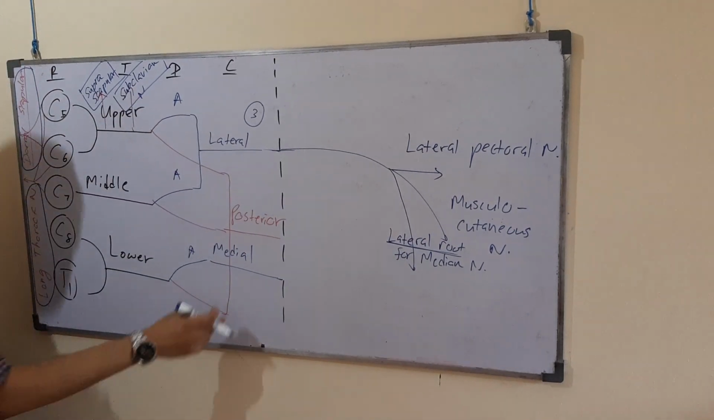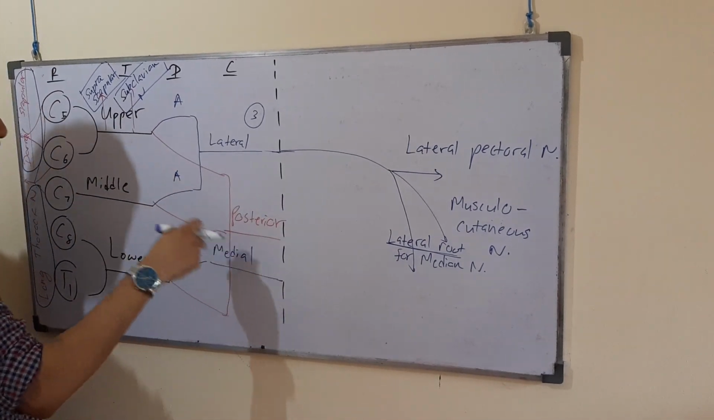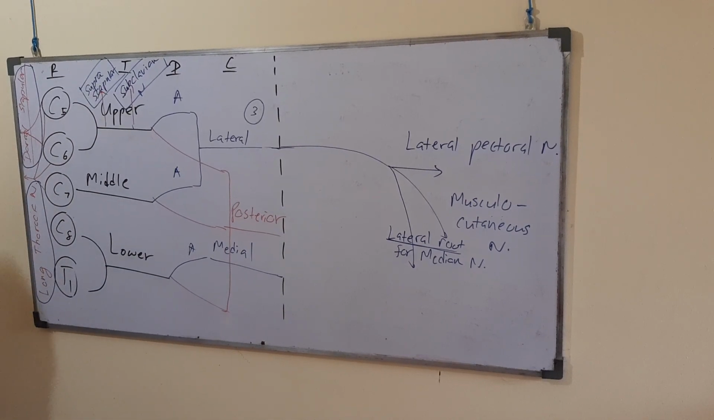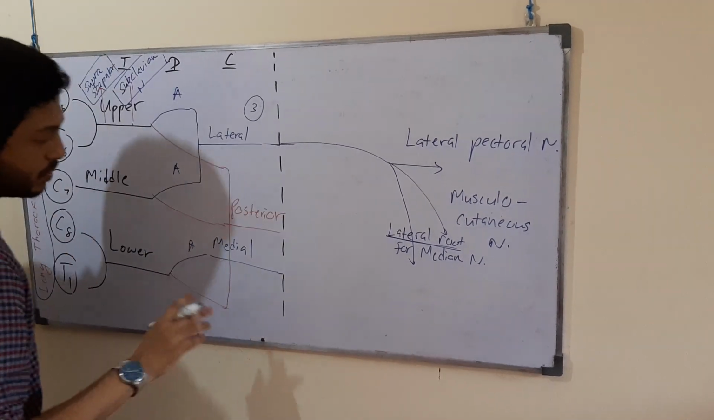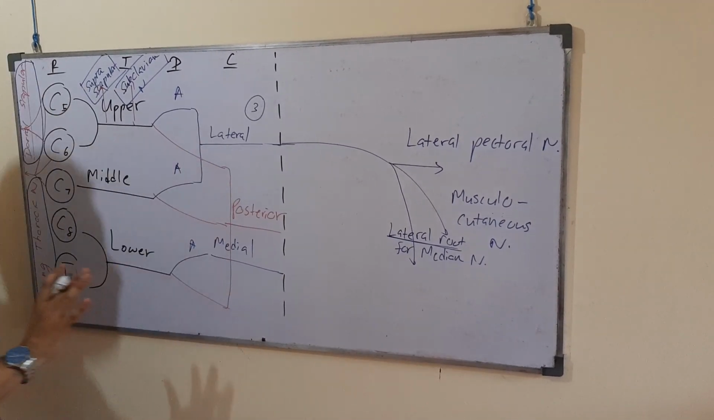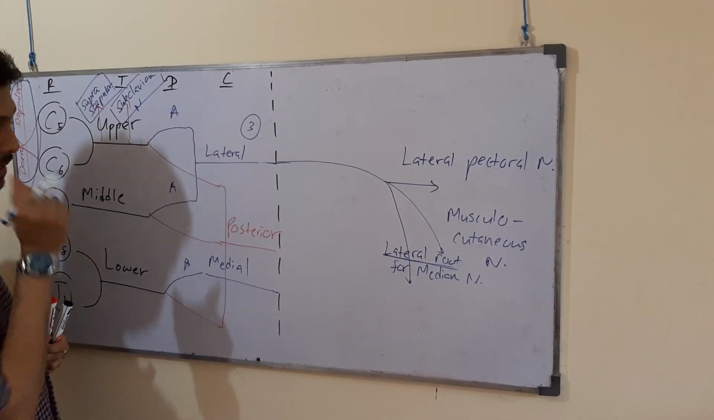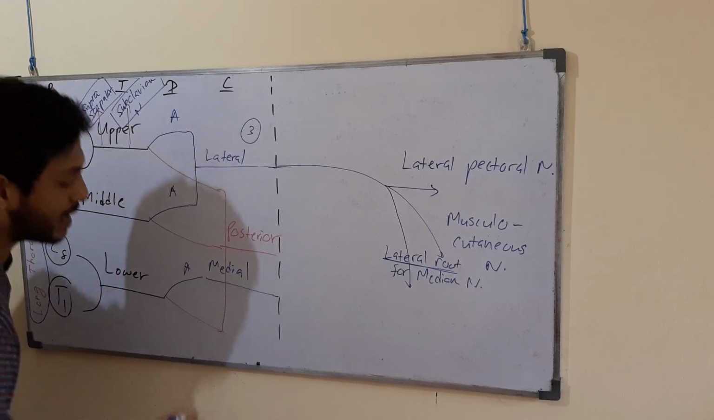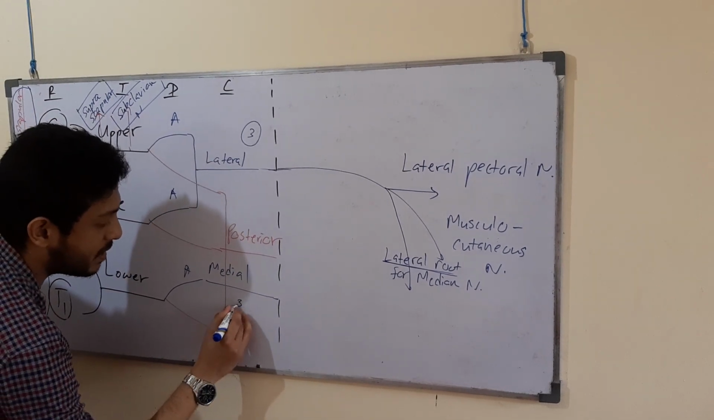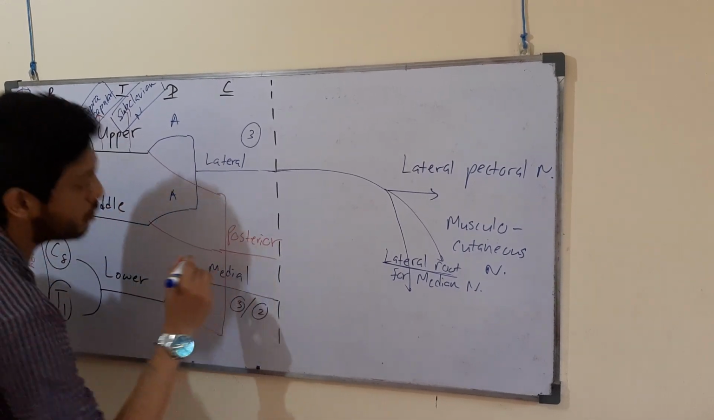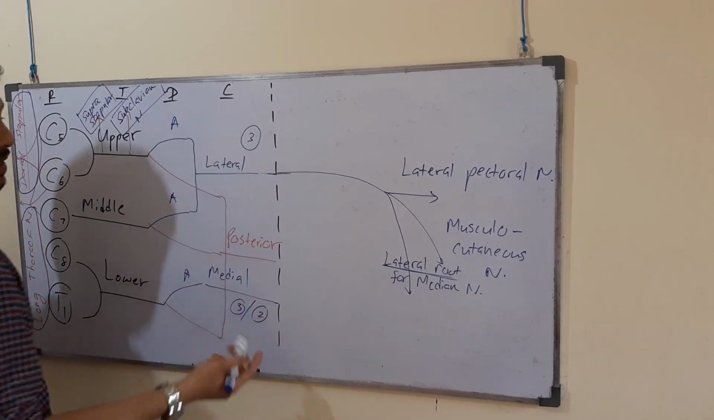So if we move on to the medial cord of the brachial plexus, it usually gives out five main branches. I'll just write it like this: 3-2. This is just an easy way to remember this.